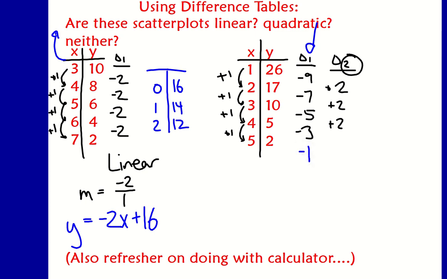So if I continued to add 2, because the second differences are equal, then this would go from -5 to -3 to -1, to +1, to +3, to +5 for the first differences. And then if I think about what y values would create those first differences, if I take 2 and I subtract 1, that would take me to the y value of 1. And if I take 1 and add 1, it takes me to a y value of 2.